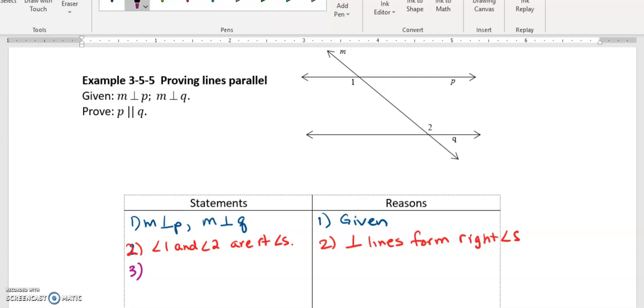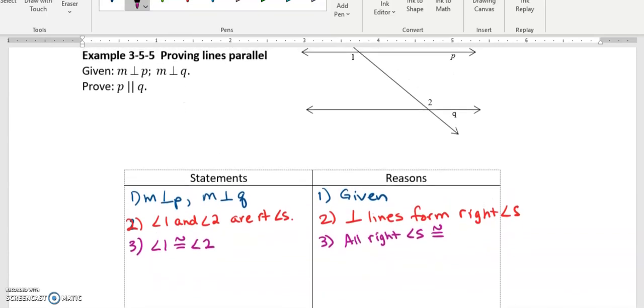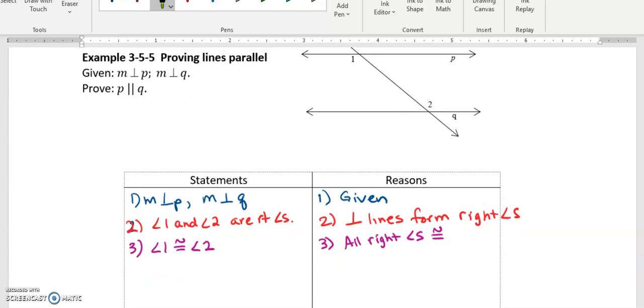And so then also we know that angle 1 is congruent to angle 2 because of the theorem that says all right angles are congruent. And then we also know finally that P is parallel to Q because of the alternate interior angles converse.